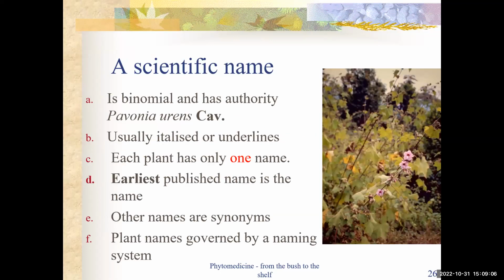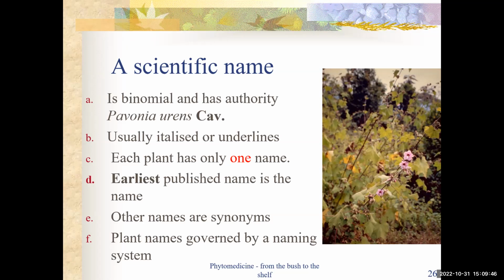So these are some of the characteristics of a scientific name, a binomial. So usually it has an authority, who named it, okay? So if you give a plant a name, then you are the authority of that name. And your name must be put after that binomial. So just like we have Pavonia urens Cav. Cav. is the person who gave it the name. Then we normally italicize them if you're printing, or underline them separately if you're writing it out.